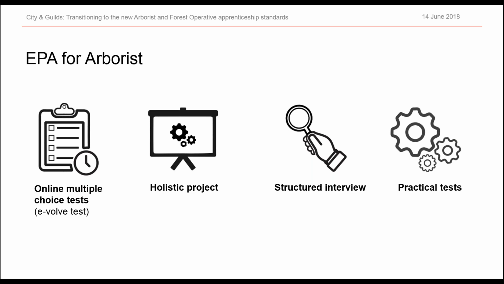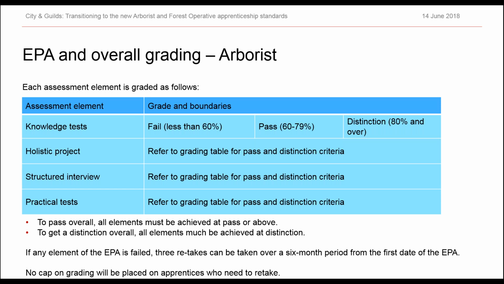So looking at the EPA for Arborists, just a little bit of a recap. There are 4 assessment elements being used: the online multiple choice tests, which will be on the Sitting Guilds Evolve platform, a holistic project, a structured interview, and practical tests. In terms of the grading, each assessment element is graded as follows. The knowledge tests are fail, less than 60%, pass, 60 to 79%, and distinction, 80% and over. For the other 3 assessment elements, please refer to the grading table for the pass and distinction criteria. To pass overall, all elements must be achieved at pass or above. To get a distinction overall, all elements must be achieved at distinction.